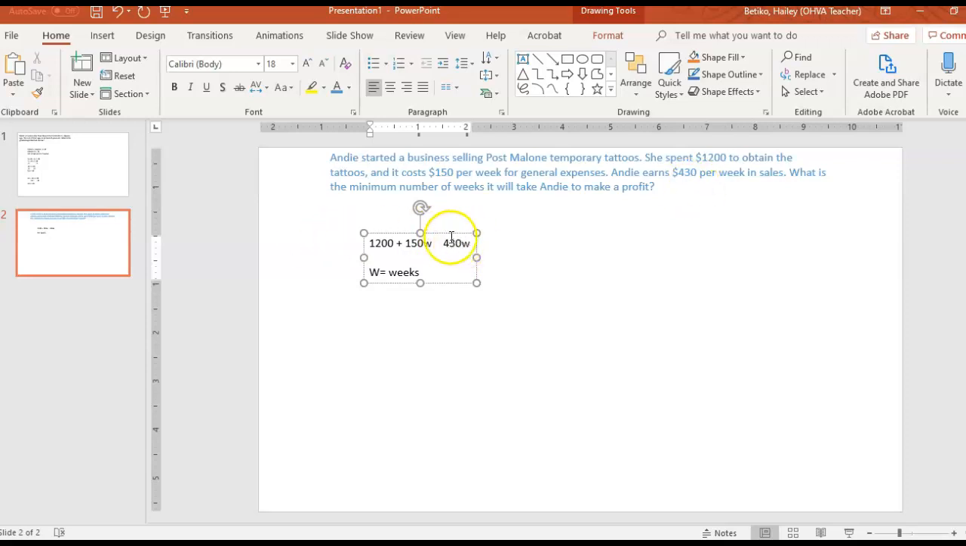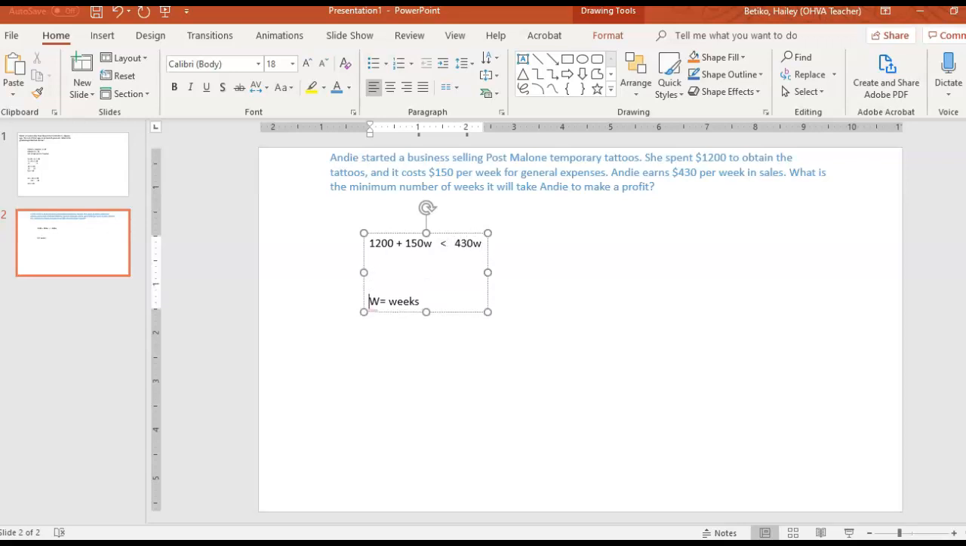So we want this side to be greater than this side. It cannot be equal to, because then we've just broken even. We've spent however much money and we've made the exact same amount of money if it would be equal to. So we want it to be greater than. We want the $430 per week to be greater than the stuff that we have to spend.